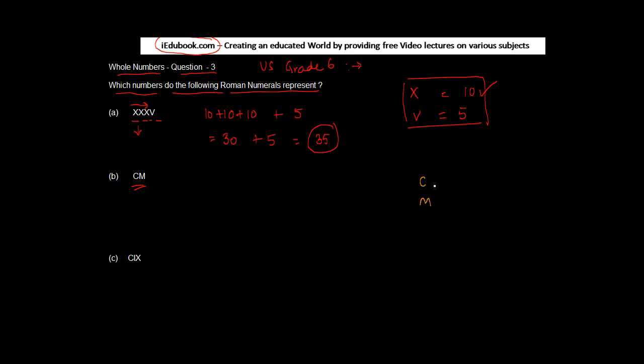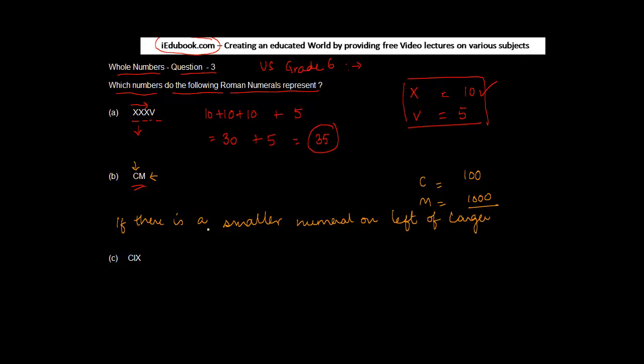Now what does C in Roman numerals stand for? C stands for 100 and M stands for 1000. So we have 100 here and 1000 here. One of the properties of Roman numerals is that if there is a smaller numeral on the left of a larger numeral, we subtract the smaller from the larger numeral to get the value.